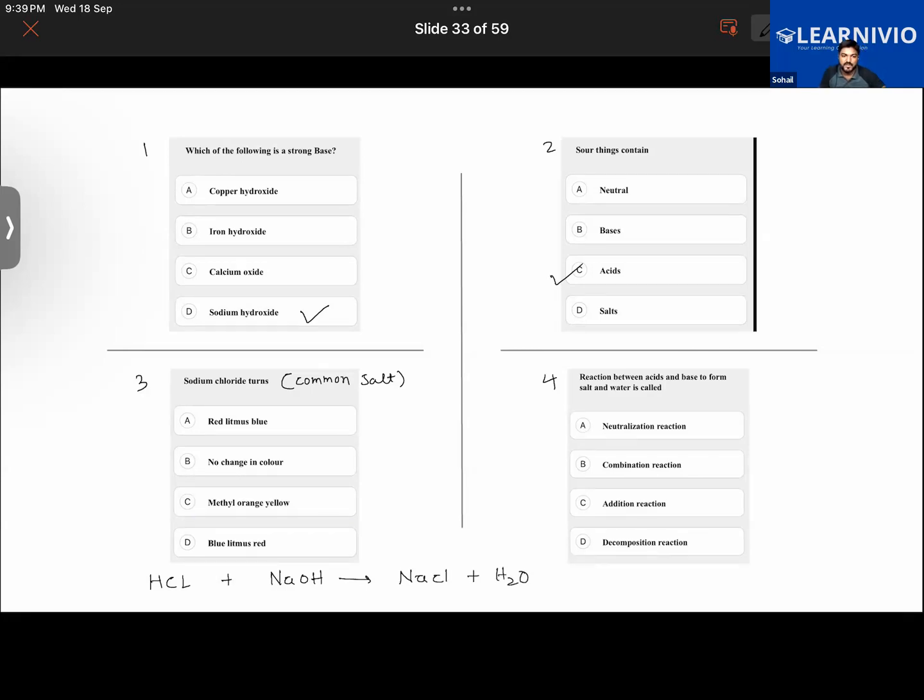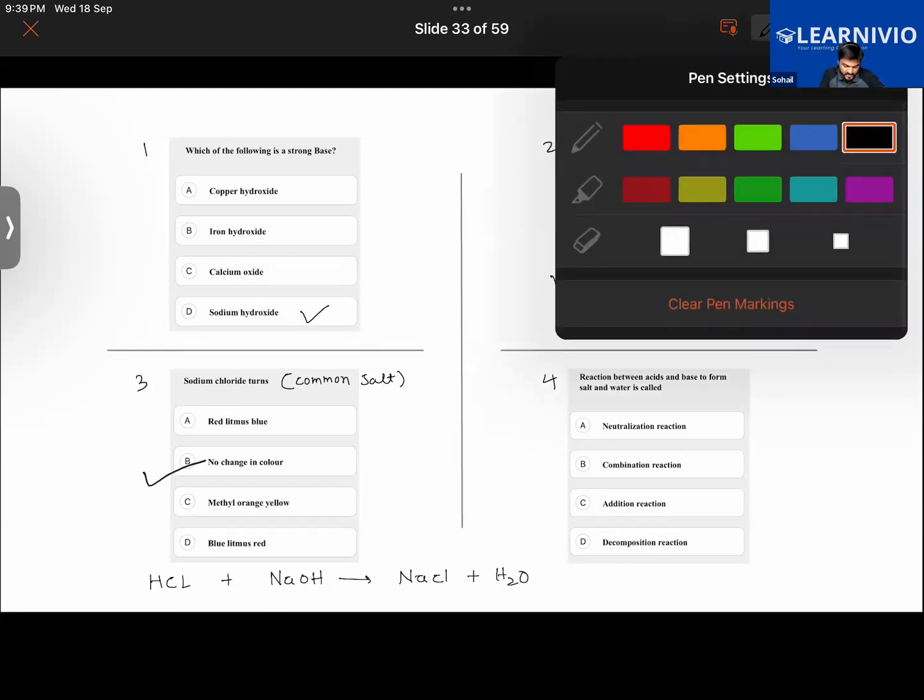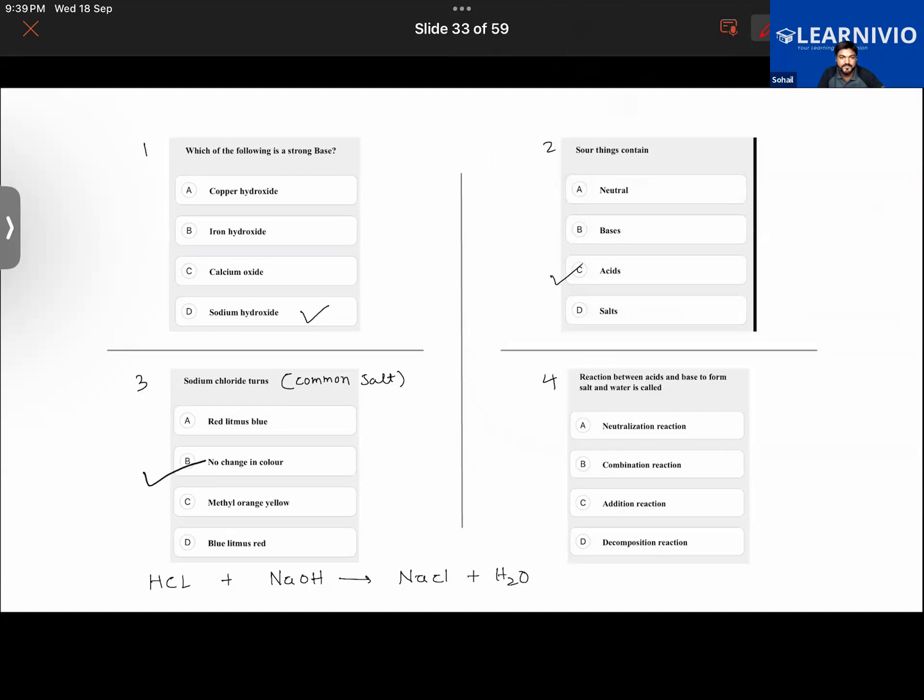Now, the answer for this is no change in color. Why will it not be changing the color of the indicators? Because it's not a base or an acid. So it is a neutral substance.